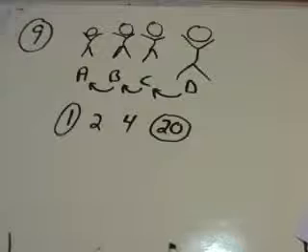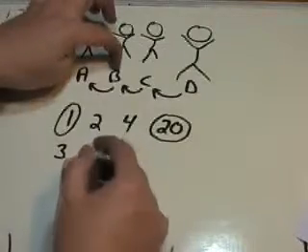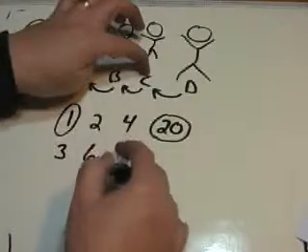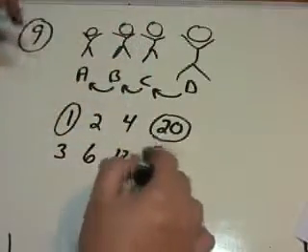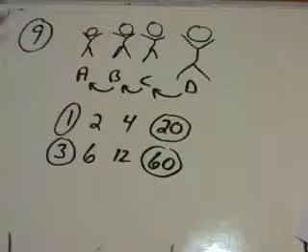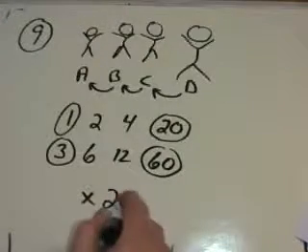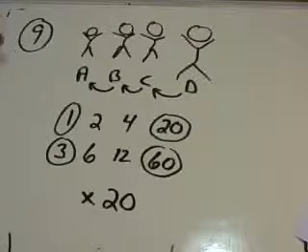Does it always work that way? It's not a guarantee, but you could try another one. If A was a 3-year-old, then B is twice that, which would make him 6. C is twice that, which would make him 12. 5 times that would be 60. And so 3 to 60, that's also a times 20. So yeah, it's looking like a times 20 is going to work.